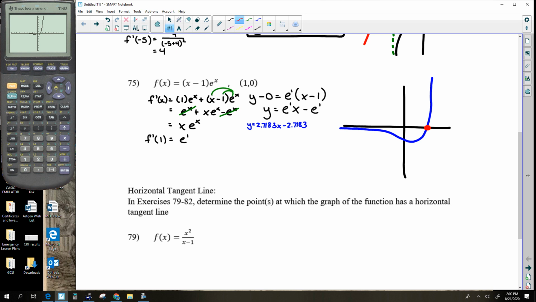So what I'm going to do is draw my tangent line at x equal to 1. So there's my tangent line. And let's take a look at the equation that they give me. 2.7183, good enough? It was right on the money. It was exactly what we thought it was. So we got it right.